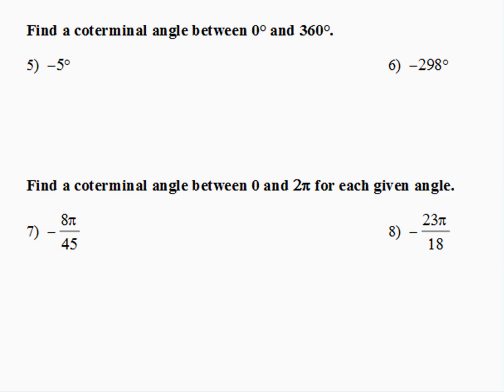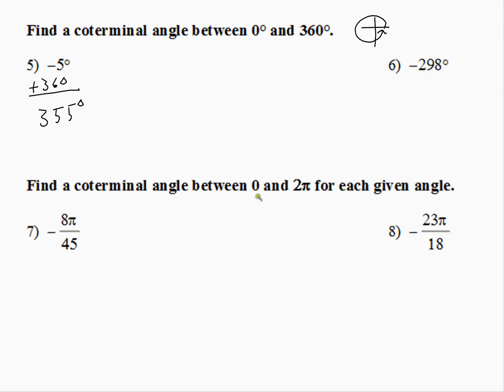These are the ones that show up a little more often: finding a coterminal angle between 0 and 360. That's really finding a coterminal angle in that first full rotation. Again, we're just going to add or subtract 360 degrees. This is negative, so we obviously want to add 360 degrees because we're adding one full rotation. Negative 5 plus 360 is 355. So nice and simple. That is the coterminal angle between 0 and 360.